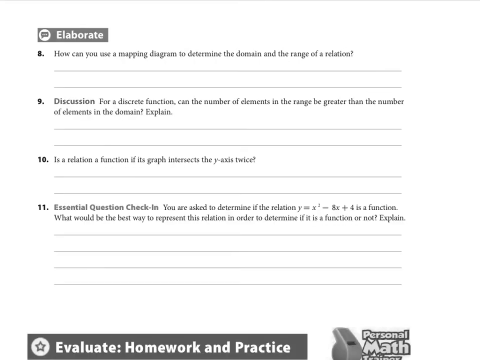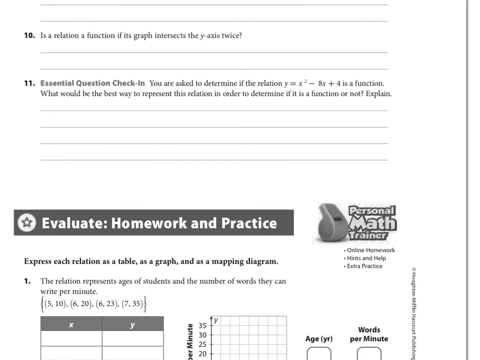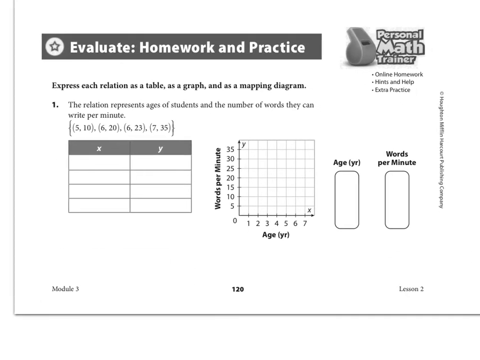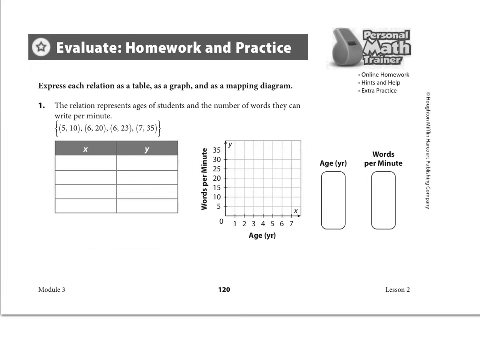So we're going to go to the evaluate section, and we're going to skip down here. And the first thing we're going to do is problem 1. It says express each relation in different forms here. So the first way it says is to do it using a table. So we have our relation given to us right here. In a table, we just list all of our x values. So our x's here are 5, 6, and 7.